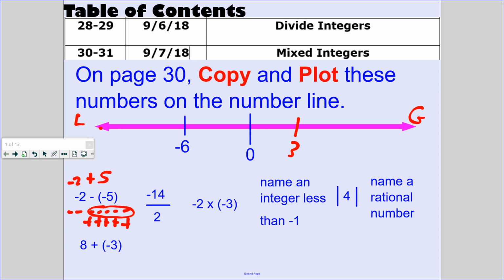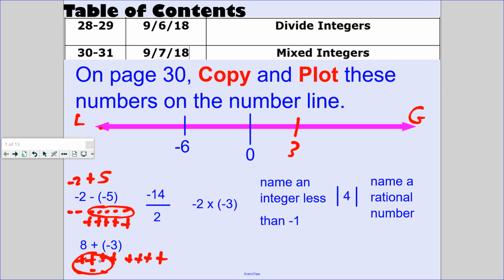You may not like the drawing, the modeling. It's okay. Do you remember something called add the opposite? You keep the -2. You turn the subtraction to an adding. What's the opposite of -5? 5. Next one. You have 8 positive that combines with 3 negative.